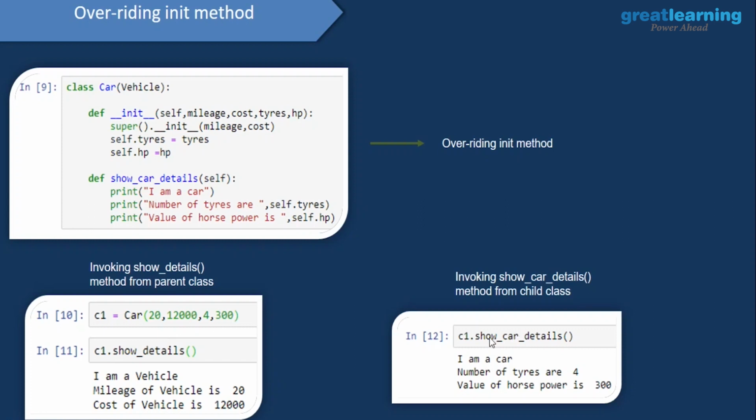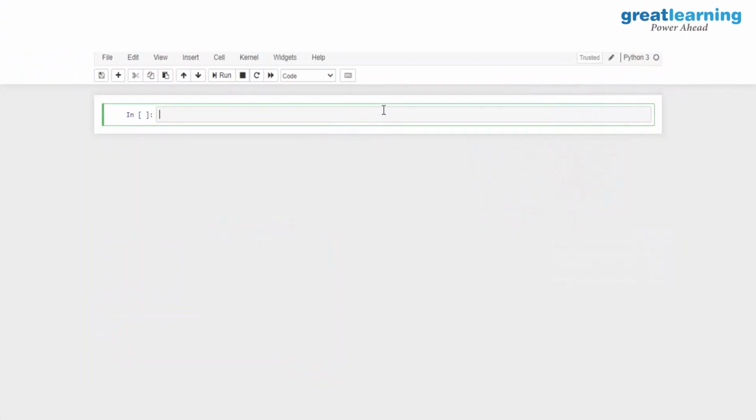And as you see, when I invoke C1.showCarDetails, I have the result I'm a car, number of tires are 4 and value of horsepower is 300. So I'll go ahead and create the parent class again and child class again over here.